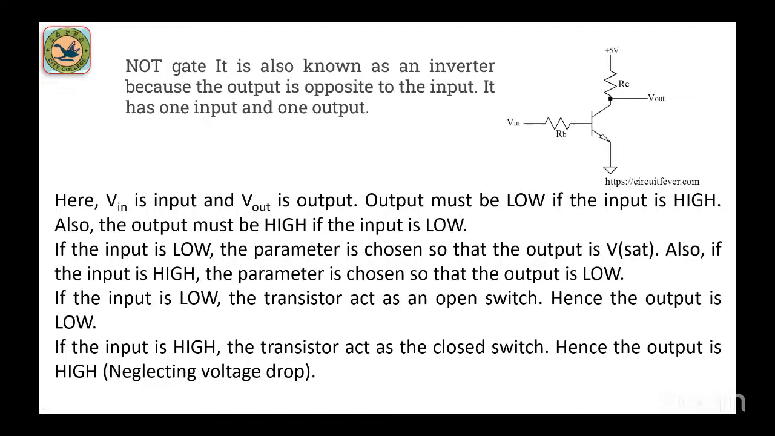In this condition, if the input is low, the parameters are chosen so that the output is at V saturation. Also, if the input is high, the parameters are chosen so that the output is low. If the input is low, the transistor acts like an open switch, hence the output is high. If the input is high, the transistor acts as a closed switch, then the output is low.